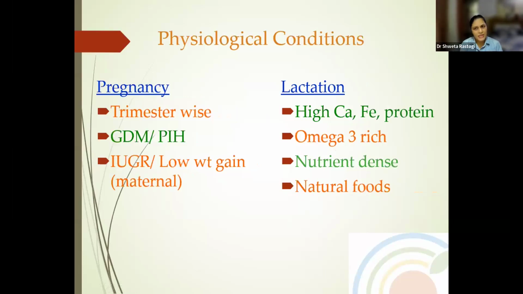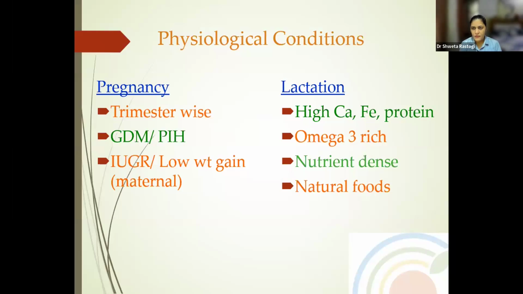Now, besides the chronic ailments, I thought I will just throw some light on certain physiological conditions, at least two of them, which are very important, which you may be seeing in your practice. One is pregnancy. In pregnancy, what we do is we do a trimester-wise planning.